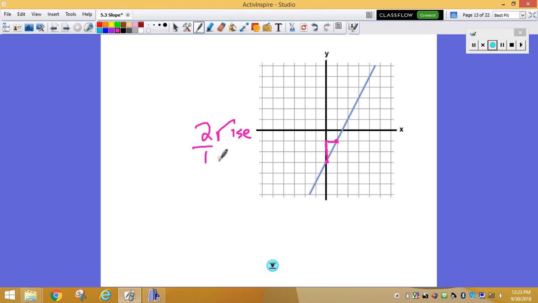And you go over 1, that's your run. And 2 divided by 1 is 2. So the slope of this graph is 2.